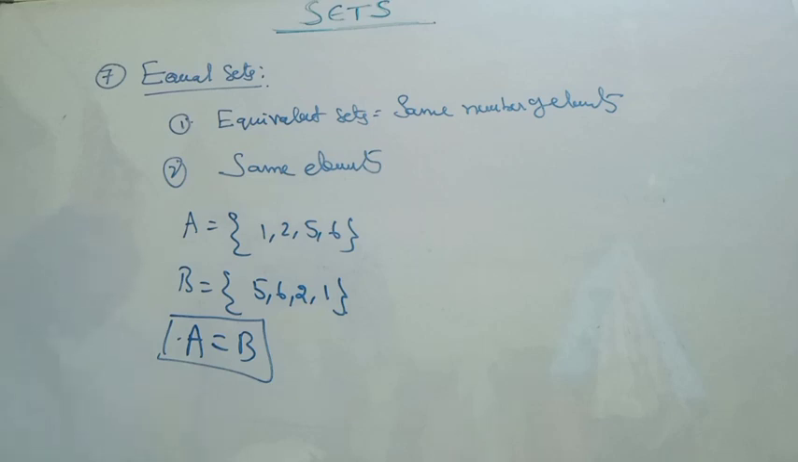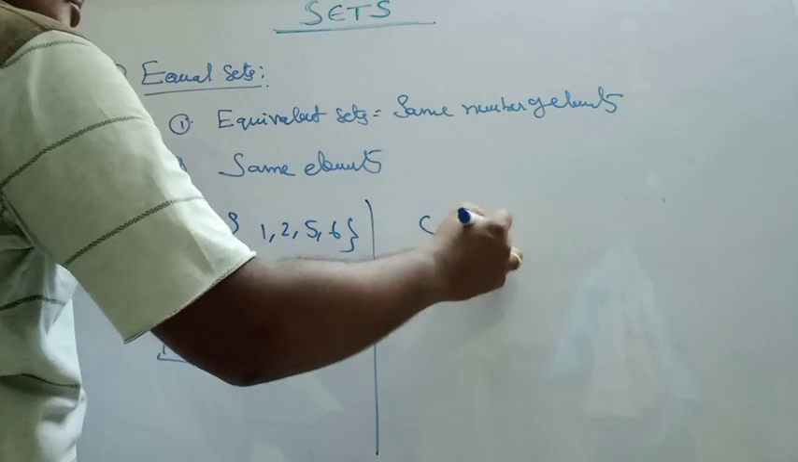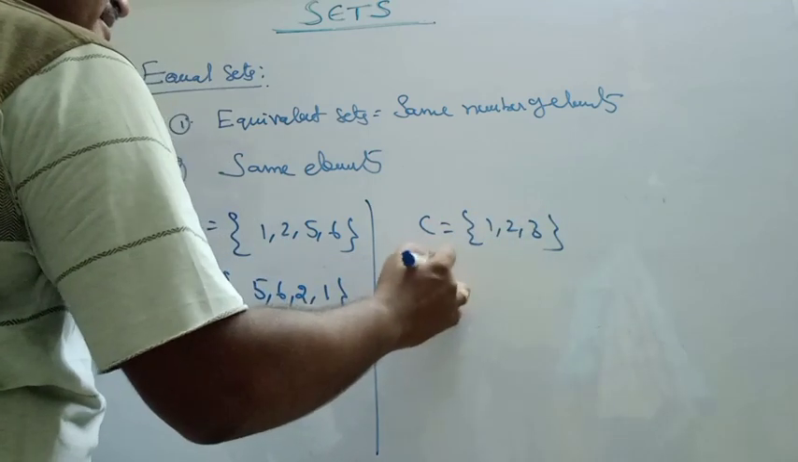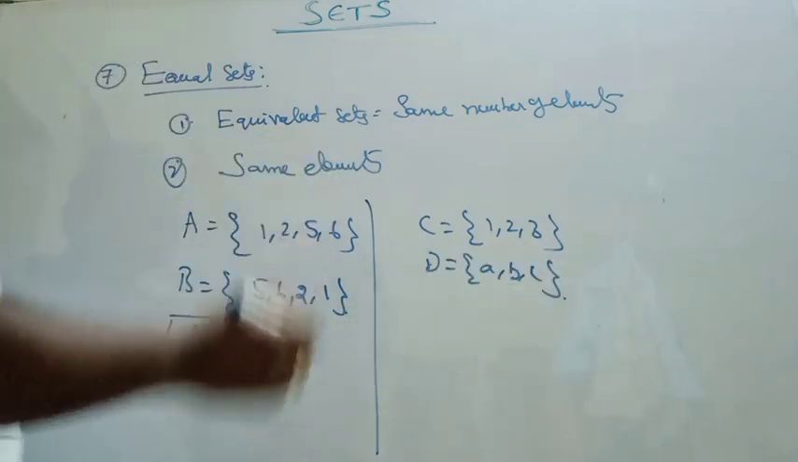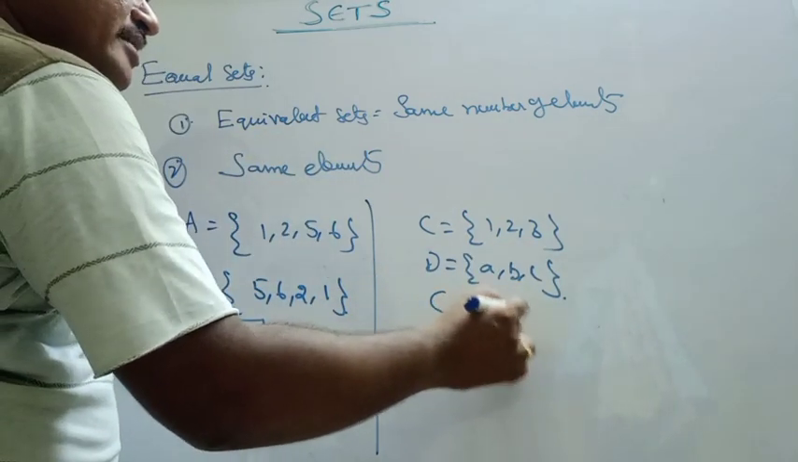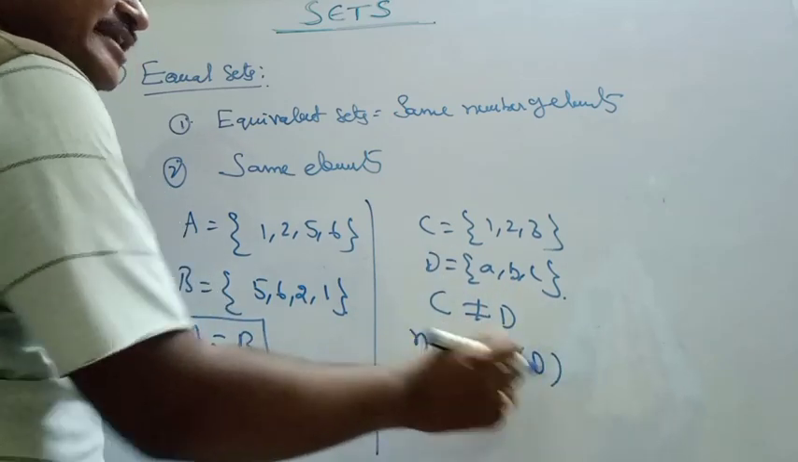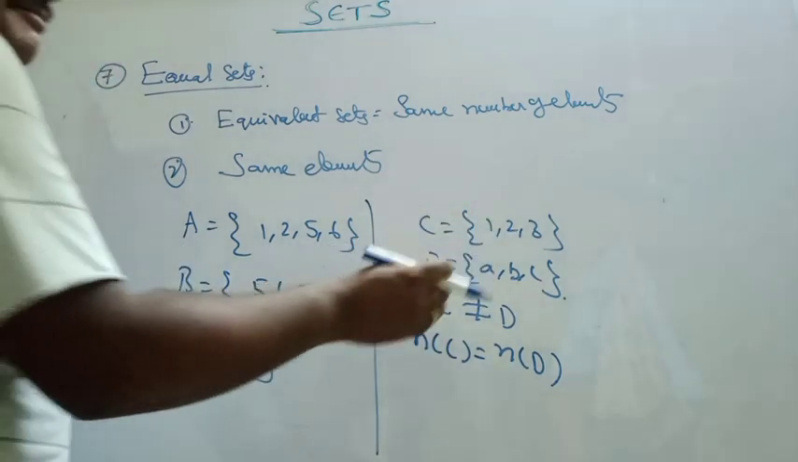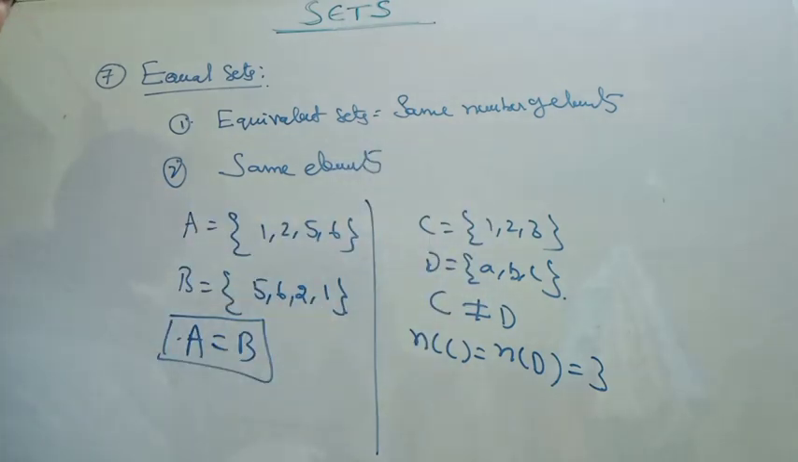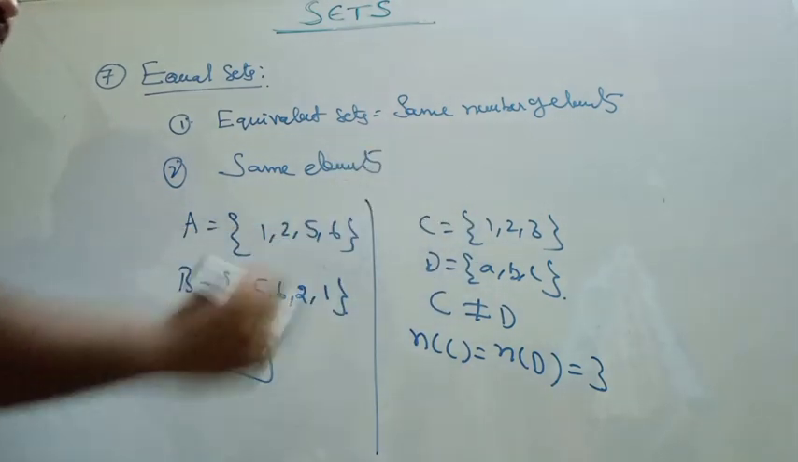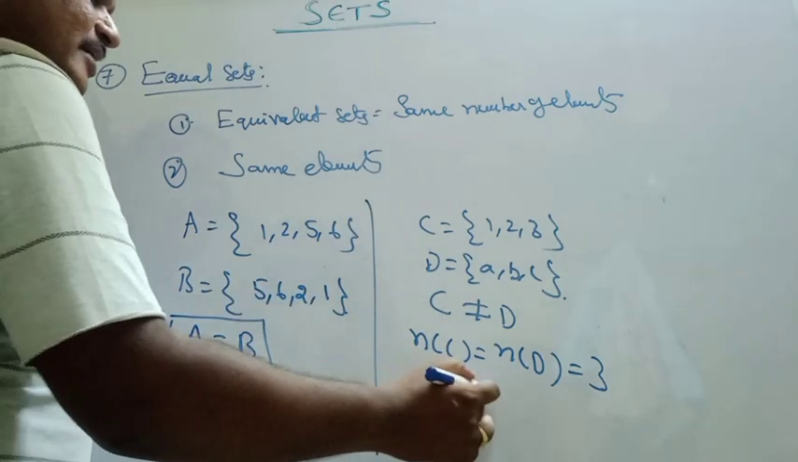Now see another example. Set C is equal to {1, 2, 3} and D is equal to {a, b, c}. Are they equal sets? No, they are not equal. Here C is not equal to D, but n of C equals n of D. That means they are equivalent sets. The number of elements is the same, that is 3, but they do not have the same elements. That's why they are not equal sets. C and D are just equivalent sets.